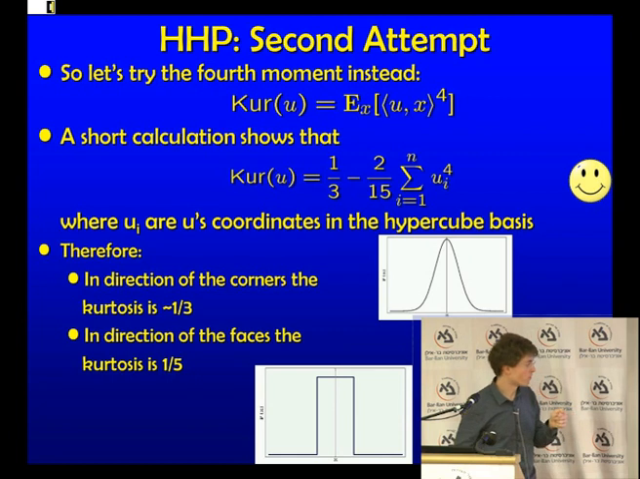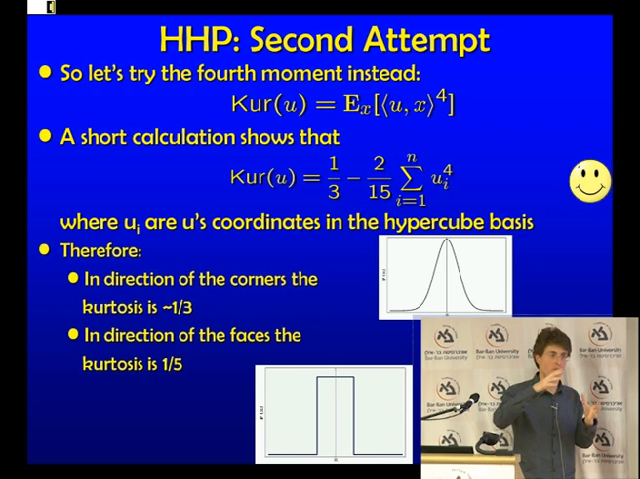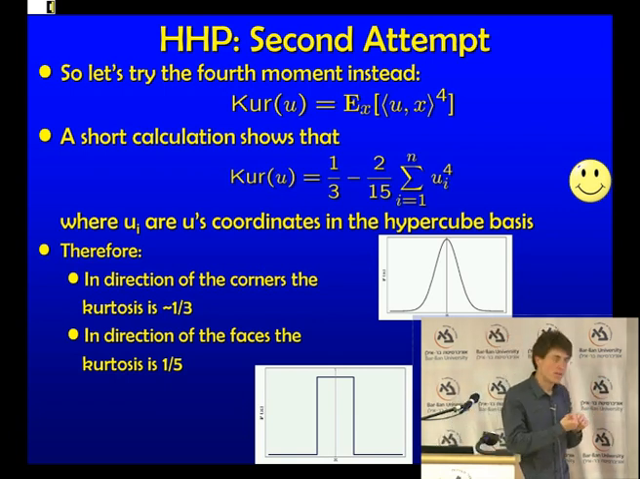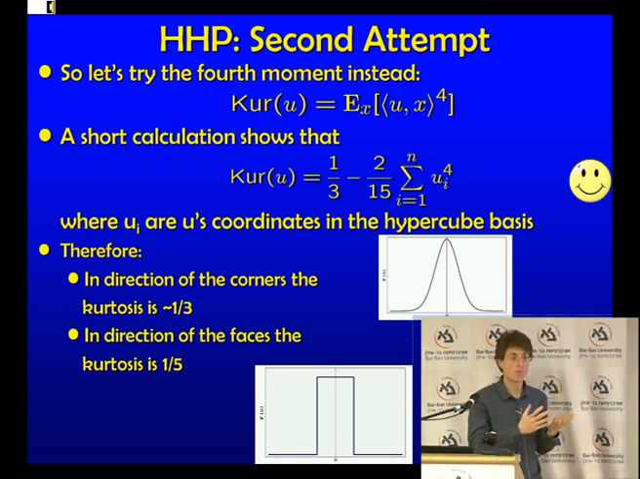But if you go in the direction of the faces of the cube, the coordinates there are 1, 0, 0, 0, 0. Again, in that rotated cube, the coordinates are 1, 0, 0, 0. Hence, you get 1/3 minus 2 over 15, and this is 1/5. So something good happens. We see a difference if we're pointing towards a face or towards a corner, and that's good news. It means we can maybe hope to find the orientation of that cube. And that's what we'll do.